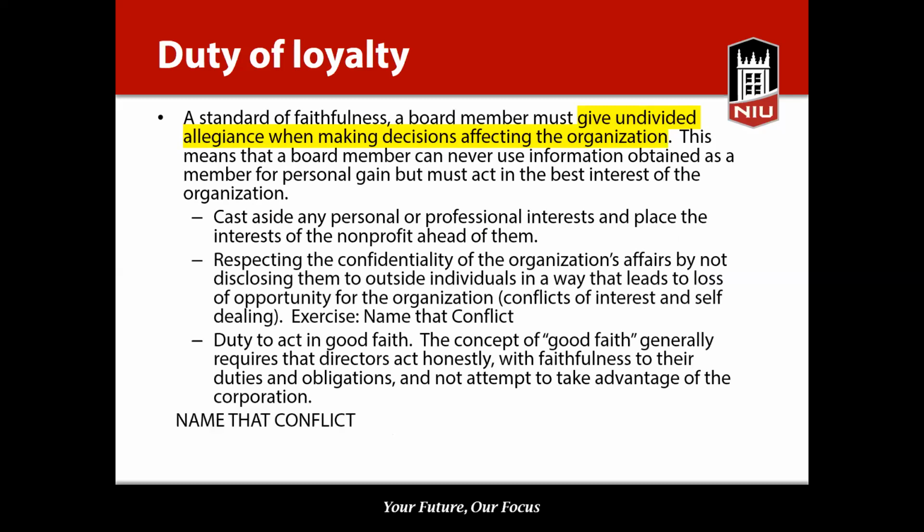Next is the duty of loyalty. Really, this is where you give your undivided allegiance when making decisions affecting the organization. You cast aside your personal and professional interests and place the interests of the nonprofit ahead of those. Now that's easier said than done, right? And we'll get into that when we talk a little bit about conflicts of interest, because conflicts of interest fall under the duty of loyalty for the organization.